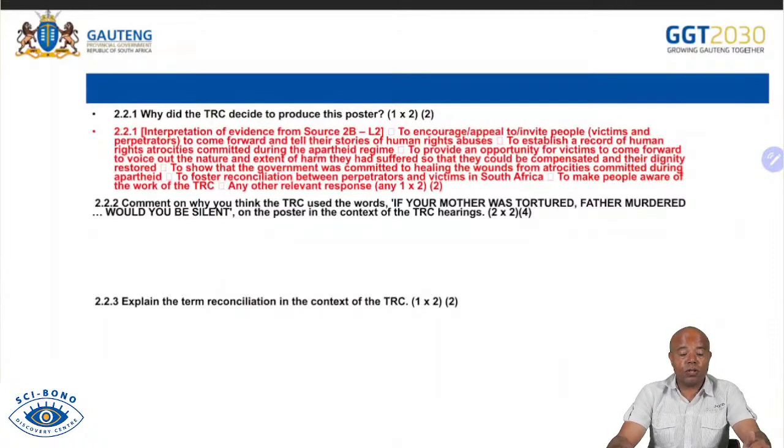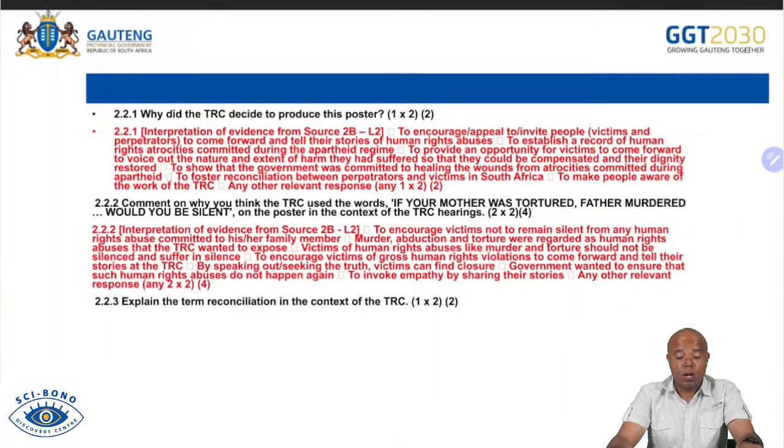Now let's go to the next question, 2.2.2. Comment on how you think the TRC used the words, if your mother was tortured, father murdered, would you be silent, on the poster in the context of the TRC hearings? Now, learners, this becomes difficult if you don't read English, if you have not studied the content as such also. Now, let's look at the answers provided. To encourage victims not to remain silent from any human rights abuse committed to his or her family member.